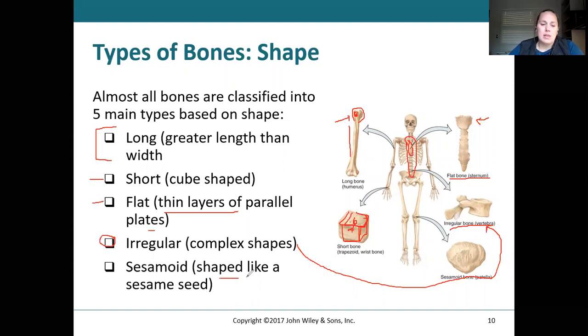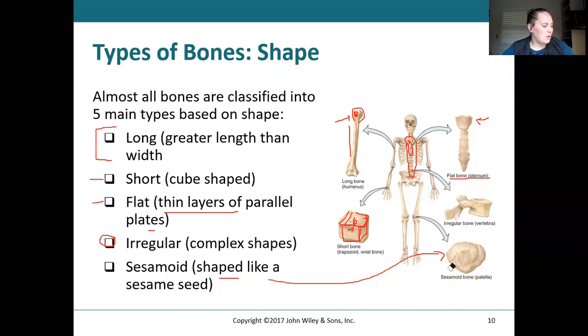And lastly, we can see the sesamoid. It's shaped like a sesame seed. Probably the most visually apparent sesamoid bone is going to be the patella, part of your kneecap. And it's, again, that flat-ish type of shape of bones. So there's quite a bit of compact bone that's making up that particular structure.